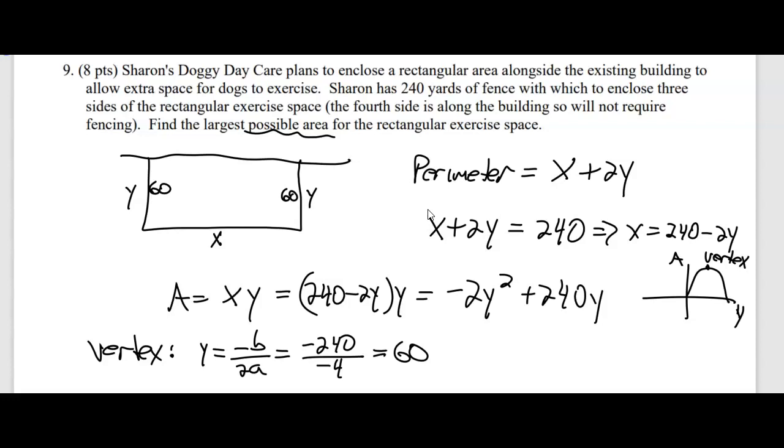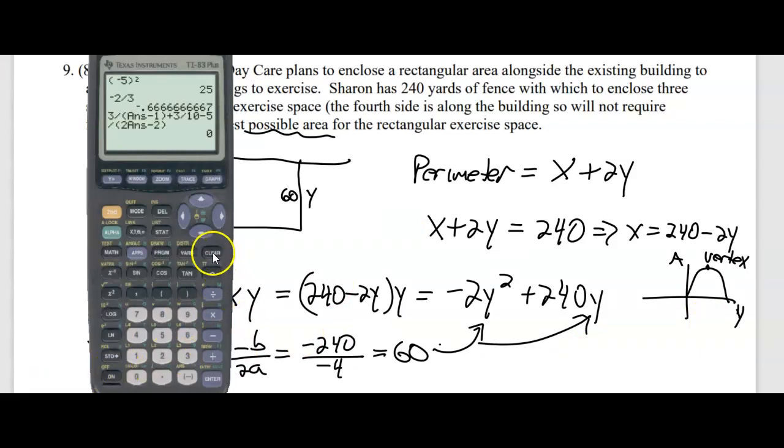What we need to do is plug this into our area formula right here. And when we do this, we will find A. So pulling up a calculator, I'm not going to use the graphing part of this calculator, so you should be able to do the same work that I have. This is negative 2y squared, so negative 2 times 60 squared plus 240y, 240 times 60. 7,200, that's the area.